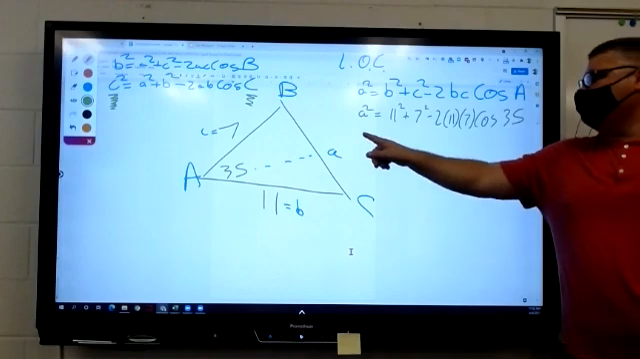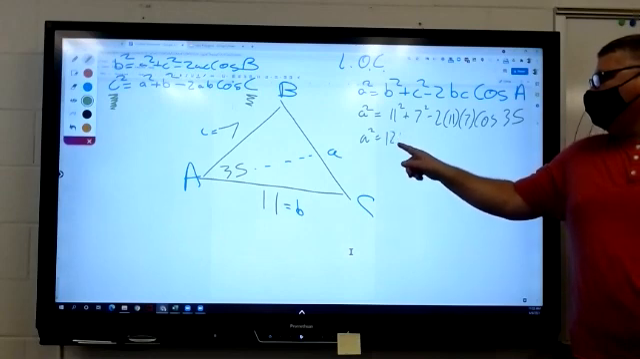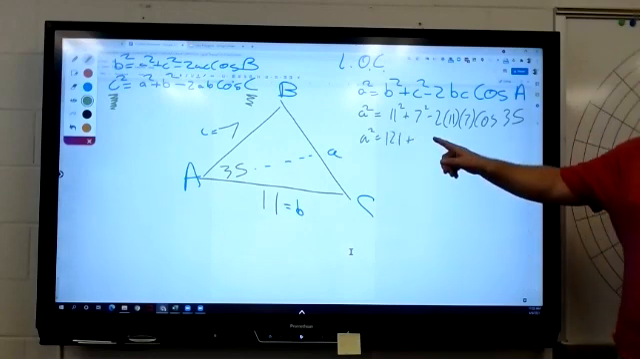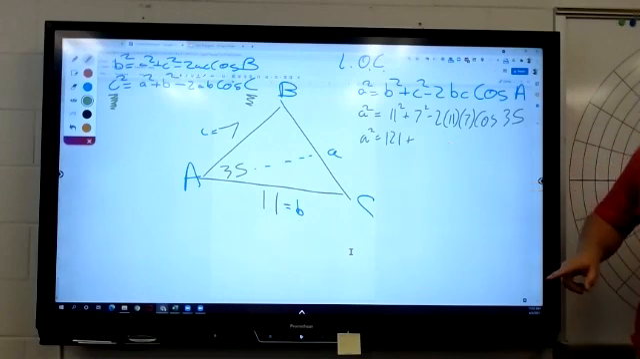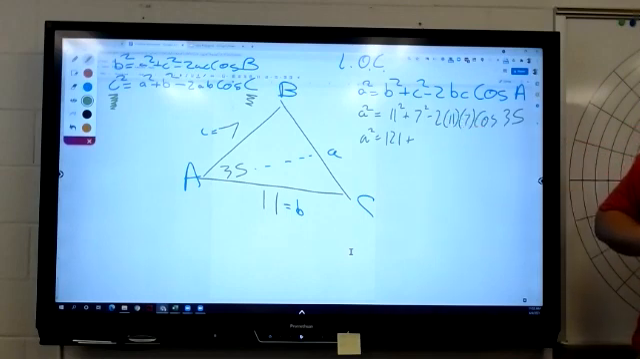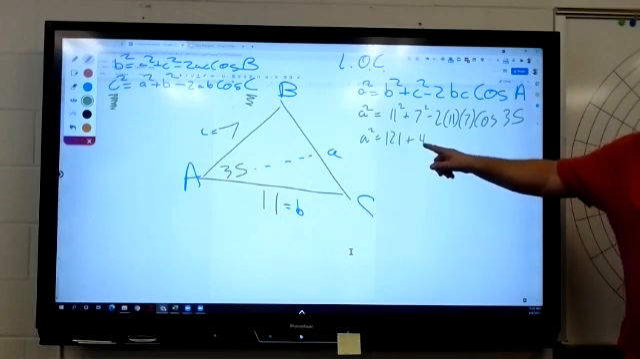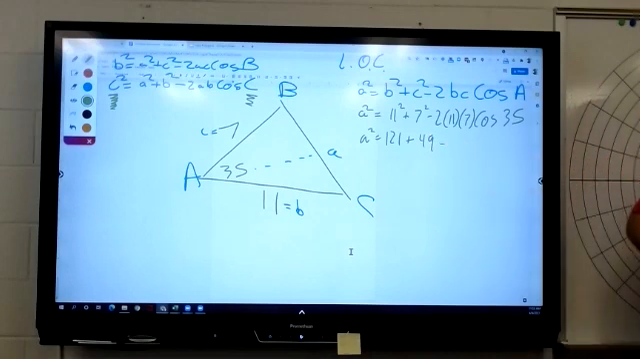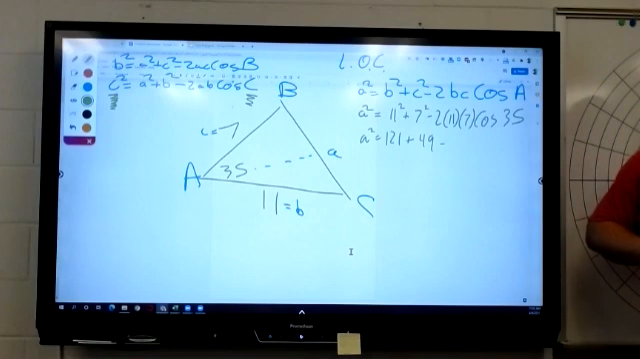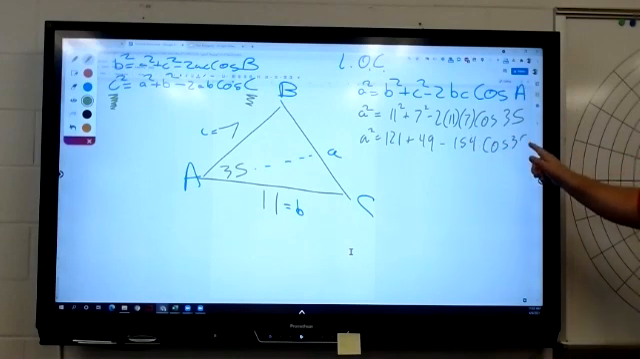What is 11 squared? Perfect. What's 7 squared? I'm still writing down my equation. What's 7 times 7? Close. 49. Yeah. Okay, what's 2 times 11? Good. 22 times 7, though. Do you have a calculator? Yeah. 22 times 7? 154. 154 times cosine of 35.